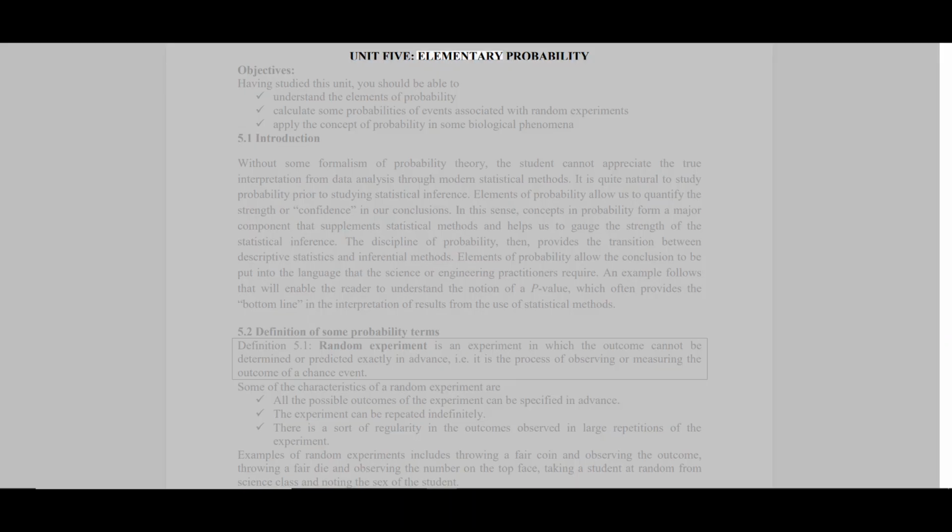Unit 5, Elementary Probability. Objectives: Having studied this unit, you should be able to understand the elements of probability, calculate some probabilities of events associated with random experiments, and apply the concept of probability in some biological phenomena.